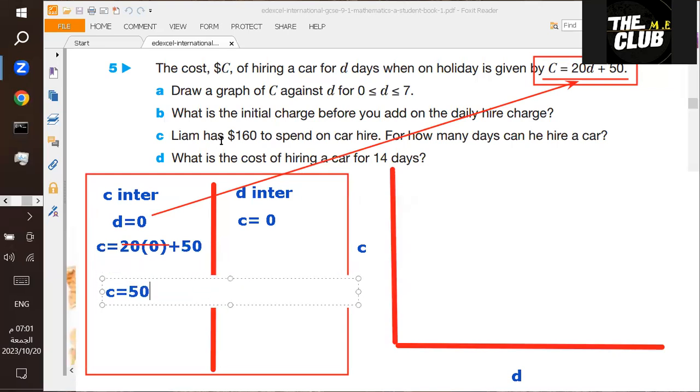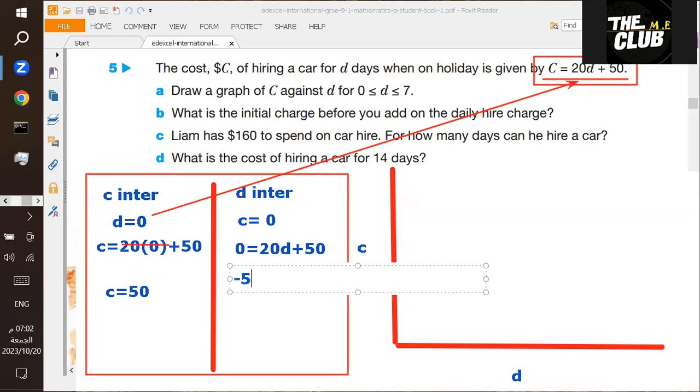تمام؟ Now we do the same here with the D-intercept. C equals 0. معناها هذا حيجي 0. معناها نكتب 0 equals 20D plus 50. تمام؟ And then we're going to take the 50 to this side. So minus 50. Sorry, it's minus 50. This is the D-intercept, yes.